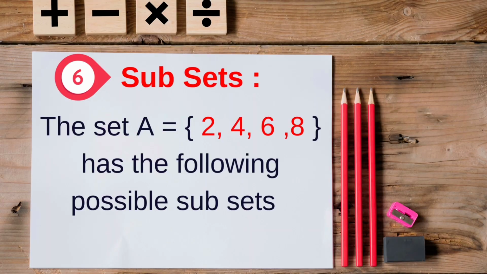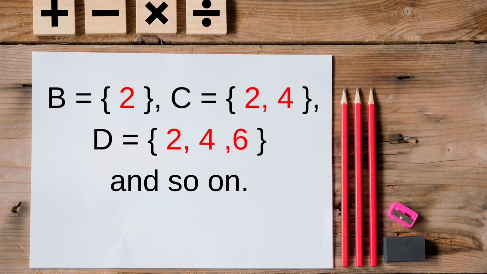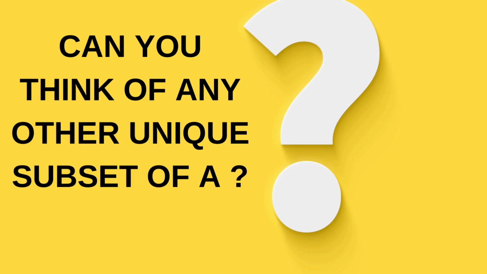Earlier, I made mention of subsets. The set A contains elements 2, 4, 6, 8. Let's look at the possible subsets: B, which is equal to {2}, C is equal to {2, 4}, and D, which is {2, 4, 6}, and so on. Can you think of any other unique subset of A?